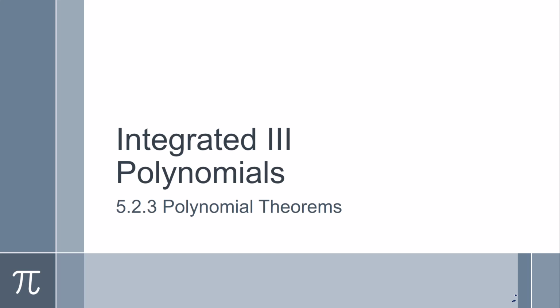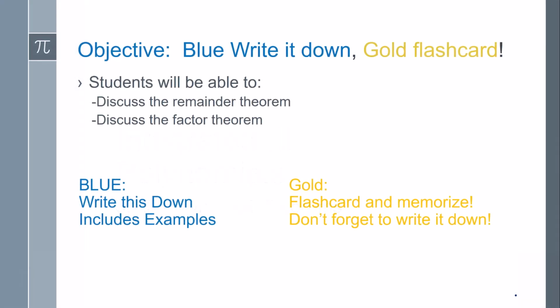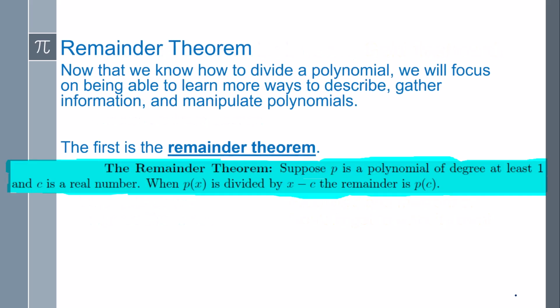This is section 5.2.3. We're going to take a look at a couple of polynomial theorems. So we're going to discuss what we call the remainder theorem, and we're going to discuss the factor theorem. So let's look at the first theorem, the remainder theorem.